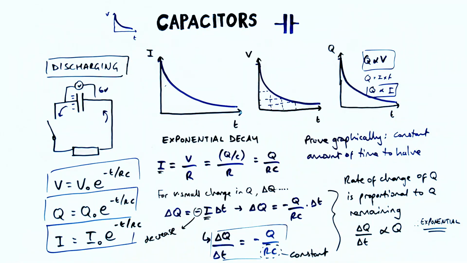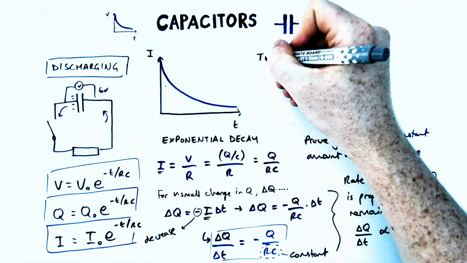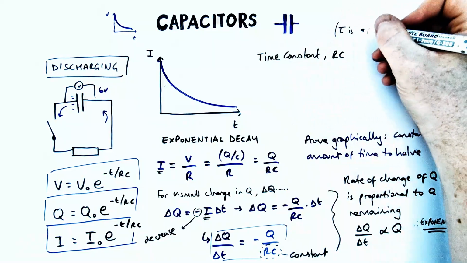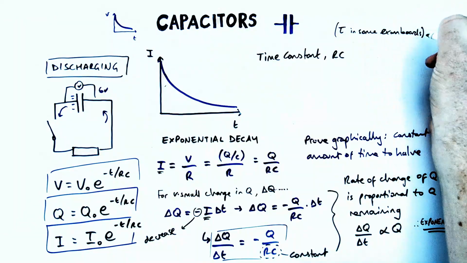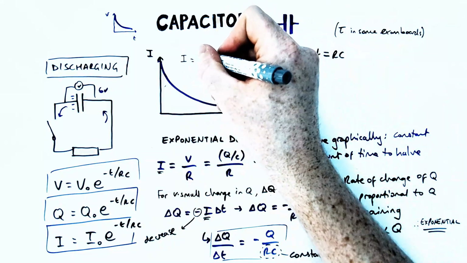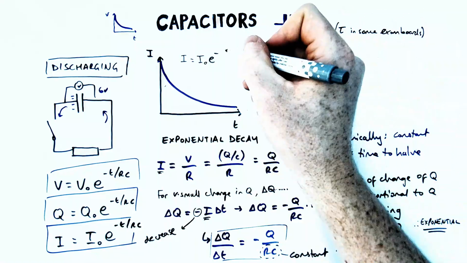Now, we don't really talk about half-lives here with capacitance, unlike in radioactivity. We usually talk about time constants. Now, time constant equals R resistance times C capacitance. You might find it uses the symbol tau in some exam boards, not in AQA. And what it means is when the time equals RC, the time that has passed is equal to the time constant, that means we're going to have t over RC is equal to 1.